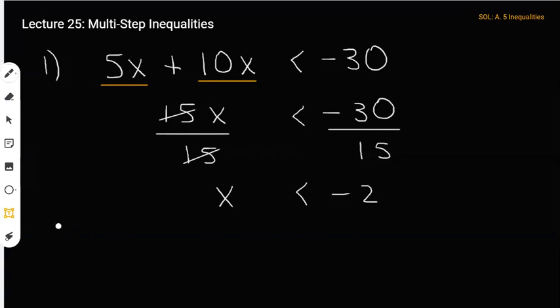I do need to write out my solution set. That's going to be all the real numbers x such that x is less than negative 2. I always put my variable on the left side and then my answer on the right side of this vertical line.